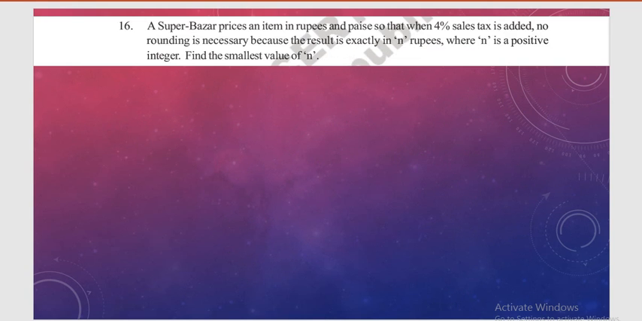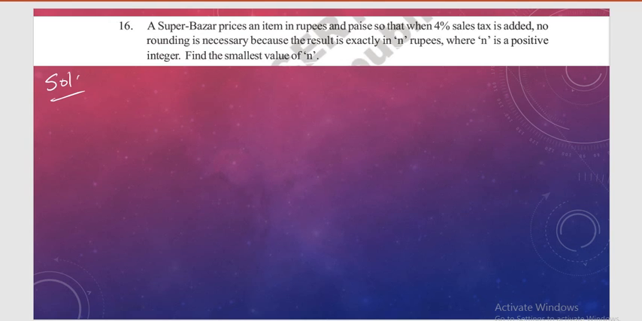Now moving on to question number 16. What this question says is, there is a super bazaar in which the prices are in rupees and paisa. You already know that in super bazaars you get the price list, which is displayed at the entrance, right? The items are represented in rupees and paisa, and for each item 4% sales tax is added. So when you add 4% sales tax, the given figure becomes a rounded number, so no rounding is necessary, because the total becomes exactly n rupees, where n is a positive integer. So find the smallest value of n, right?